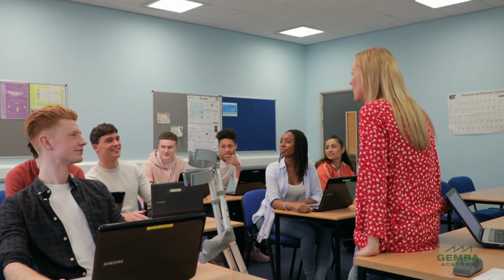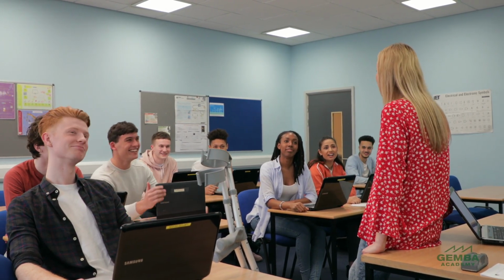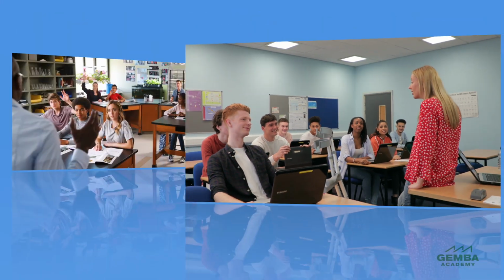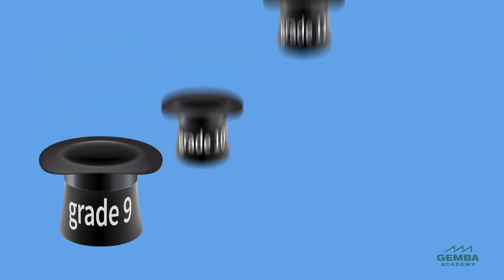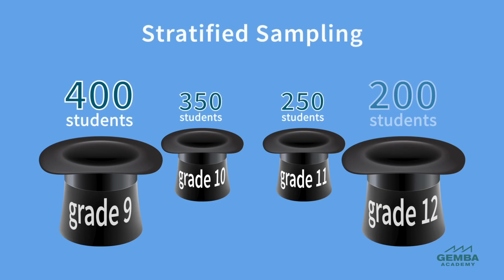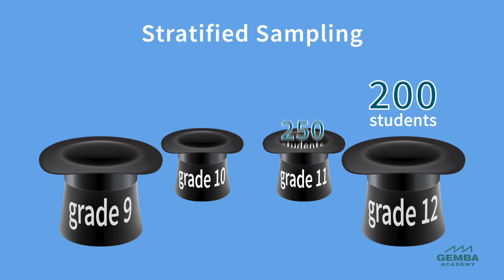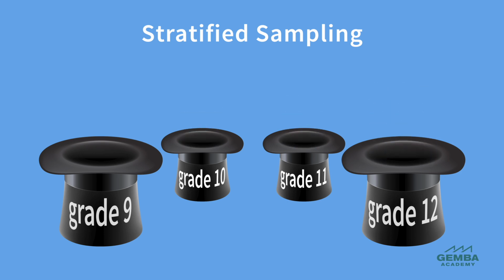Students in grade 12 with 4 years of high school experience could have very different opinions of their teachers compared to grade 9 students who are new to the high school. So if more grade 9 students are sampled, our results may be biased. A stratified sampling approach could involve 4 hats instead of 1, with all grade 9 student names inside it, as well as hats with all grade 10, 11, and 12 student names inside them. Our strata in this example would be grade levels.